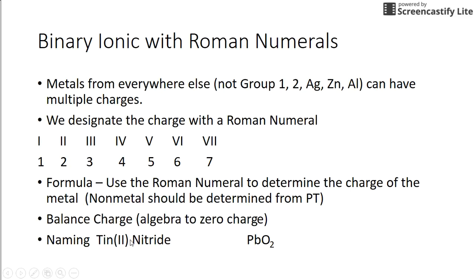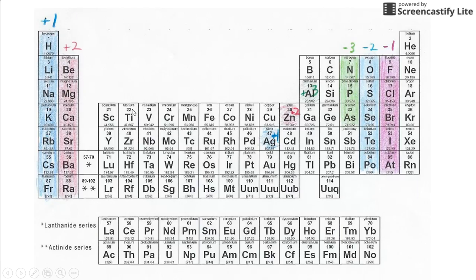So in this case, tin(II) nitride would mean tin has a +2 charge. And that's because the transition metals are not the ones we know. And the ones we know are group 1, always +1, group 2, always +2, silver always +1, zinc always +2, aluminum always +3. So let's take a look at the periodic table.